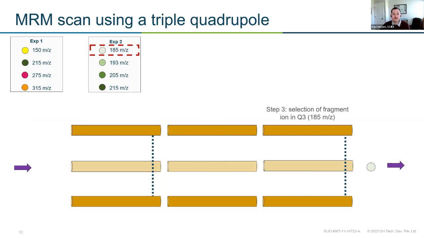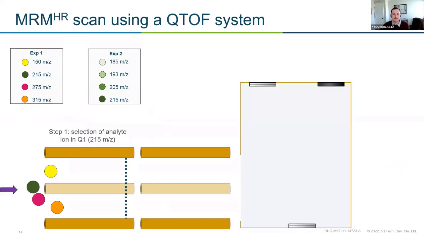So how does a QTOF or high-res instrument differ from this workflow?